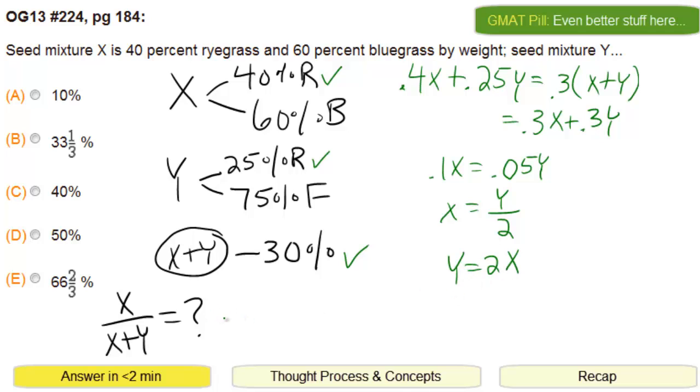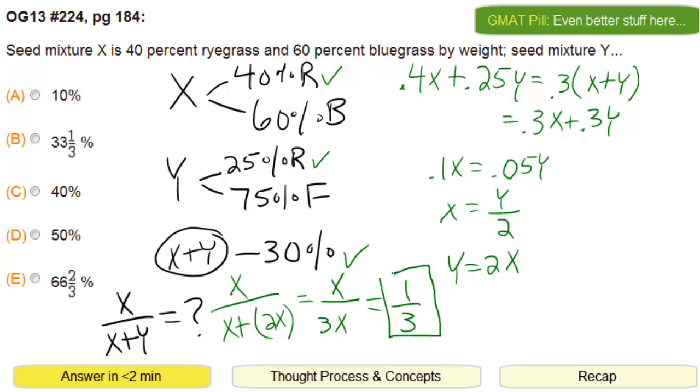Now, always go back to the original question. The original question asks you, what is X over X plus Y? You plug in Y in terms of X, so you have 2X here. That gets you X over 3X. The X's cancel out, and you get 1 over 3. So this 1 over 3 is the answer, and in the answer choices, that is answer choice B right here.